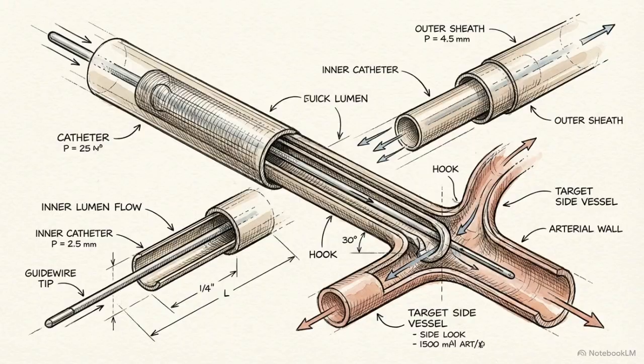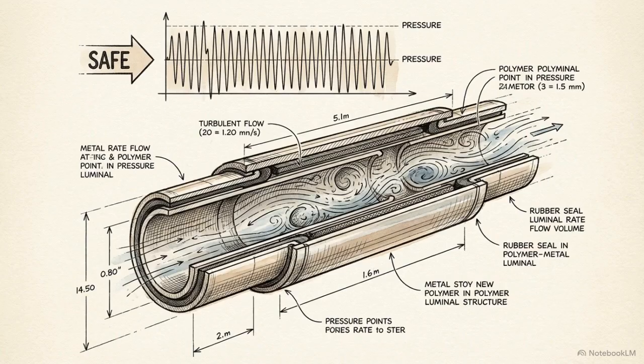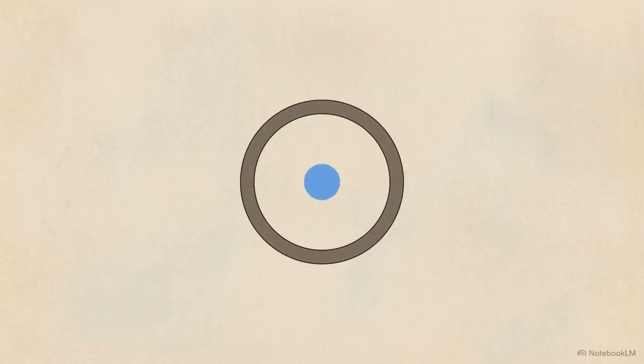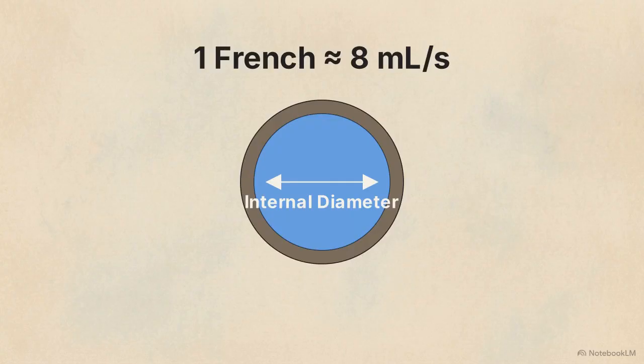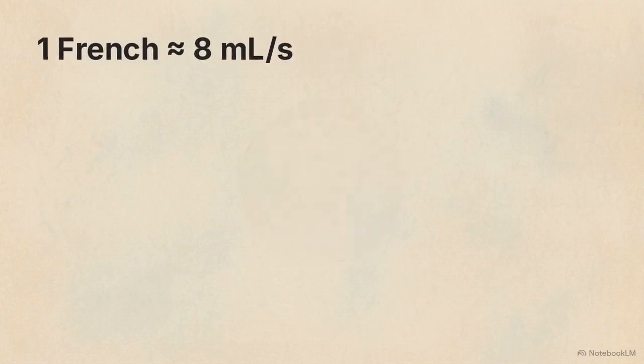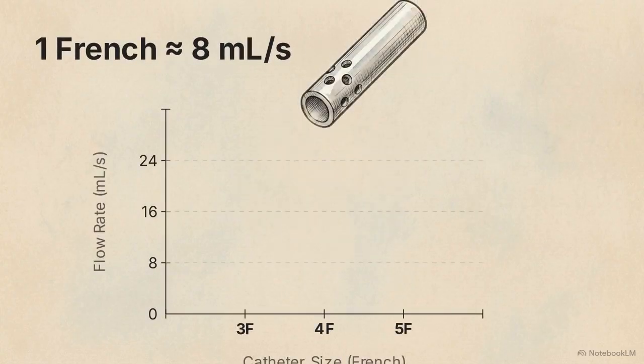With the catheter securely in the target vessel, the final procedural step is determining the maximum safe rate of fluid injection and maintaining a clean system. Maximum flow rates are mathematically capped by the internal diameter and hole configuration of the catheter. A dependable baseline rule is that each French size allows for approximately 8 milliliters of flow per second. Applying this heuristic yields specific physical limits.